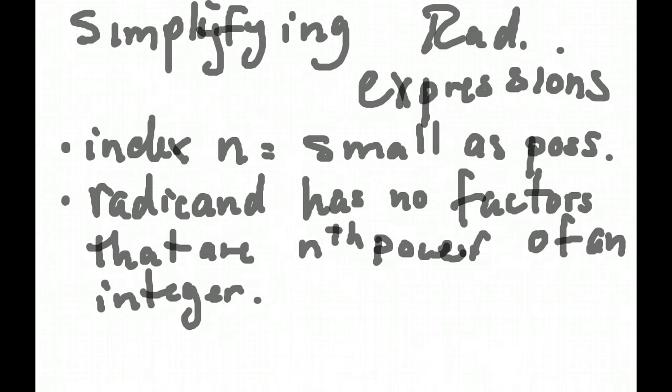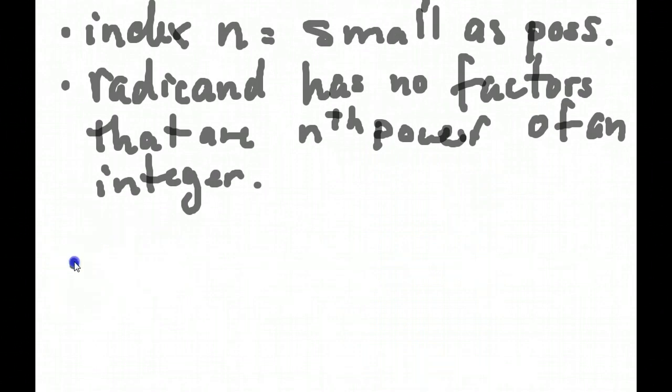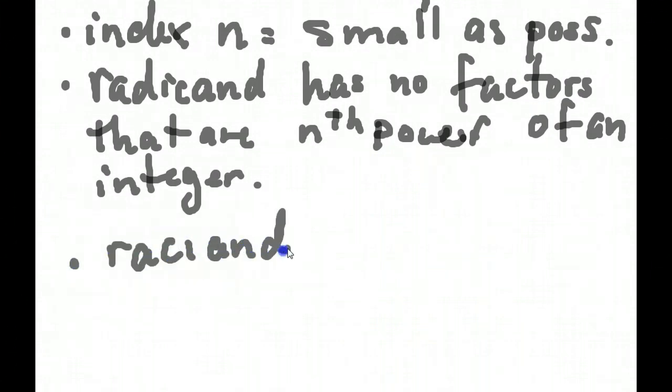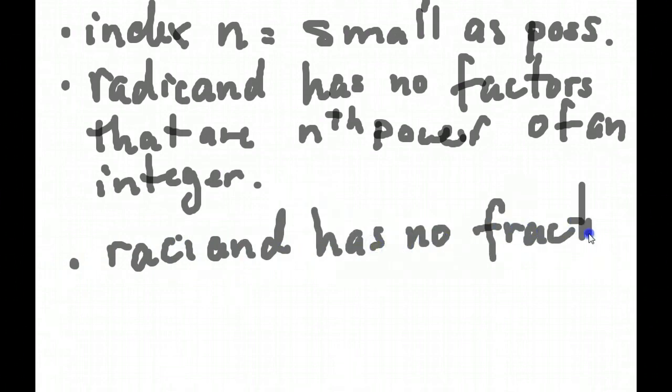Okay, next step. The radicand has no fractions. So when you're simplifying it, you cannot leave it with any fractions. And lastly, no radicals in the denominator.